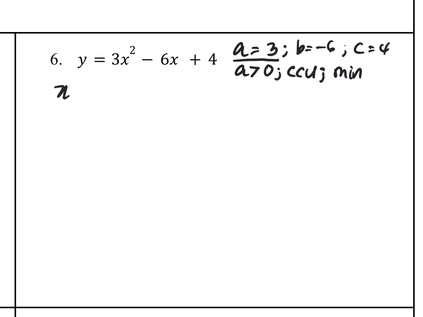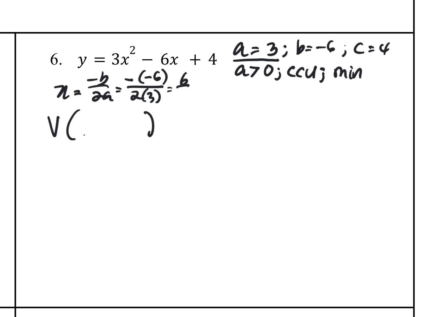So let's look at our x coordinate for our vertex. Here, vertex. That's going to give you -b over 2a. That's negative times negative 6 all over 2 times 3. That's going to give you 6 divided by 6. It's going to give you 1.